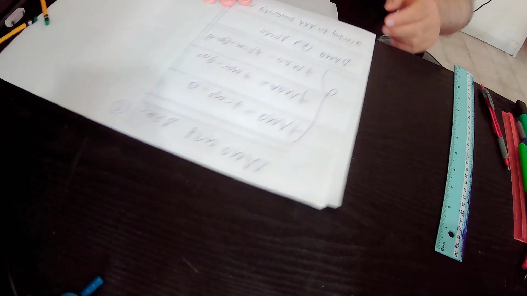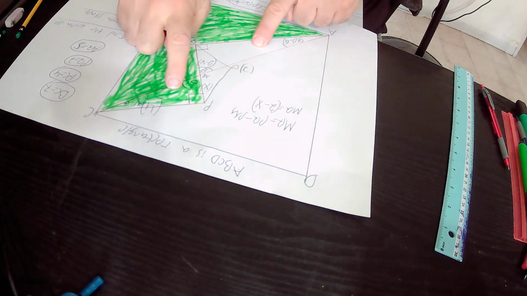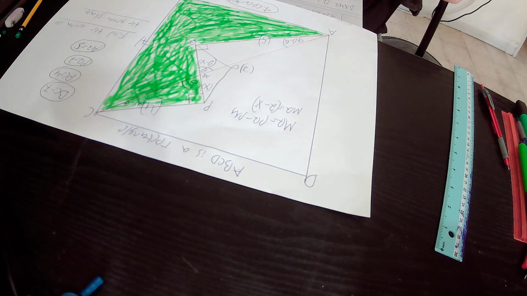And from the fact that those two right triangles are similar to each other, we will derive that the following relationship exists between their sides.